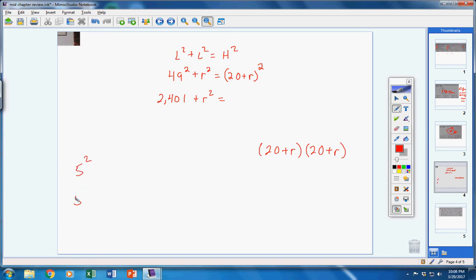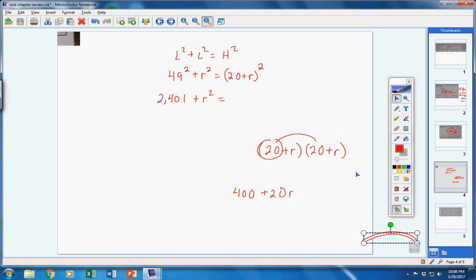That means write the 5 how many times? Twice, right? And multiply it. So if I have 20 plus r squared, that means write 20 plus r how many times? Twice. So I wrote it twice. Now, take this 20 and multiply it through the other parentheses twice. 20 times 20, 400. 20 times r, 20r. Got it? Now we're done with that 20.